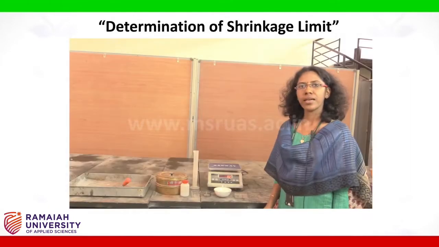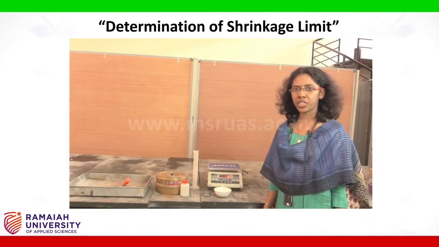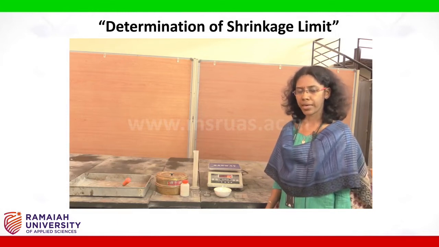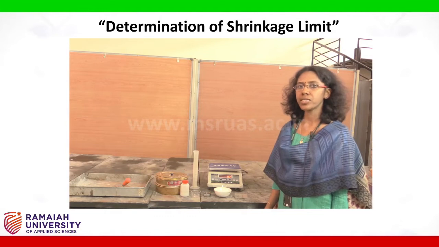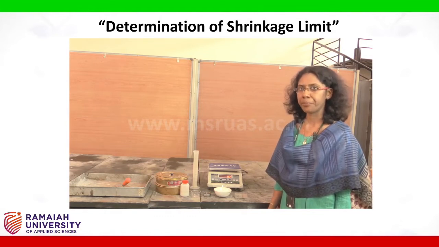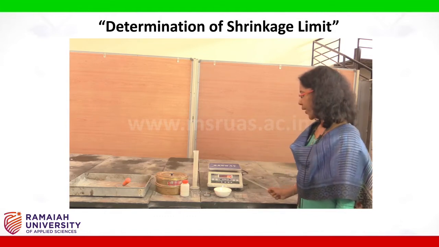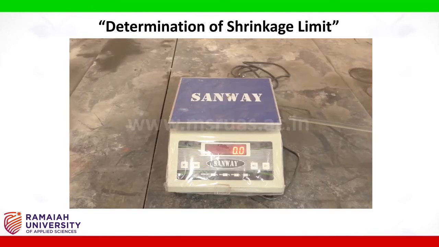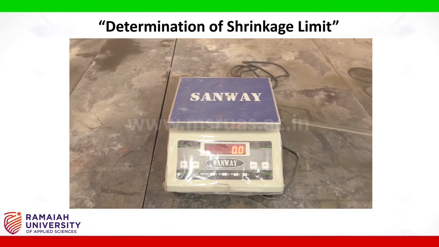Dear students, in the consistency limits determination, previously we have determined the liquid limit. Now we will determine the shrinkage limit of the given soil sample. The apparatus required for this include the weighing balance. The weighing balance is used to measure the soil sample.